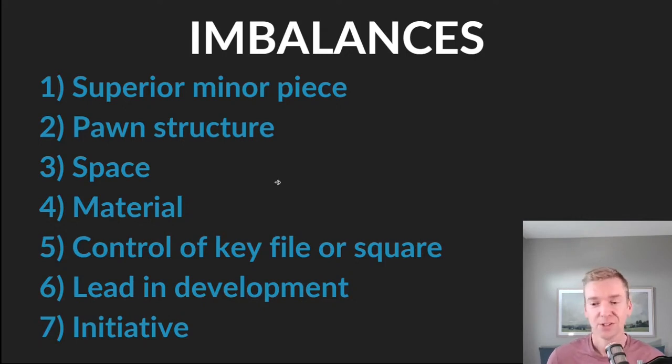Okay, so what I want to know from you guys, what do you think are the top 3 imbalances in your games? So list them in the chat. Top 3 imbalances. What are the most important ones in your games? And I'll try to think of mine as well. I think for me, material is up there, but it's probably number 2 or 3. I think for me, the superior minor pieces and the space are probably 1 and 2, with material 3.